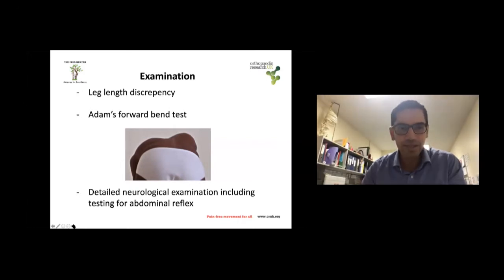Another way to eliminate leg length discrepancy is to get the patient to sit down on a chair, and that eliminates a leg length discrepancy. And then you're seeing, is the scoliosis still there or not?